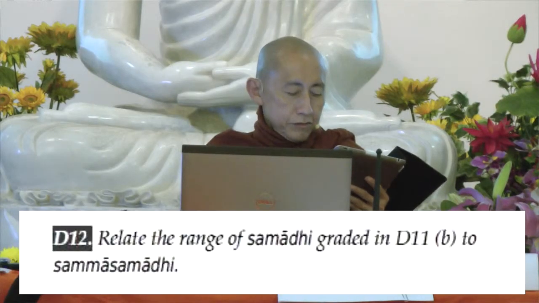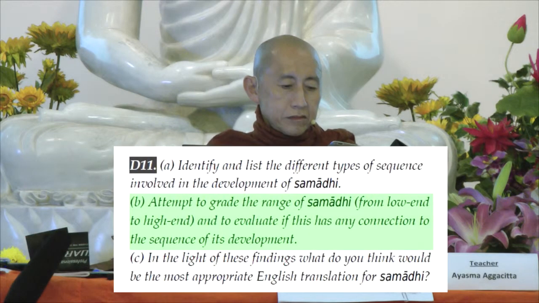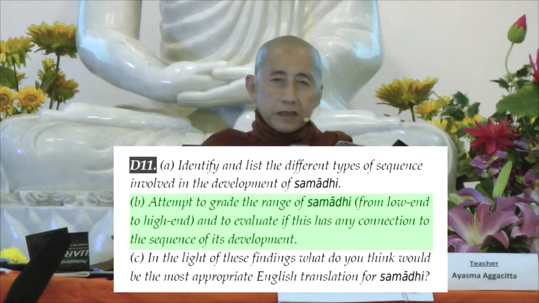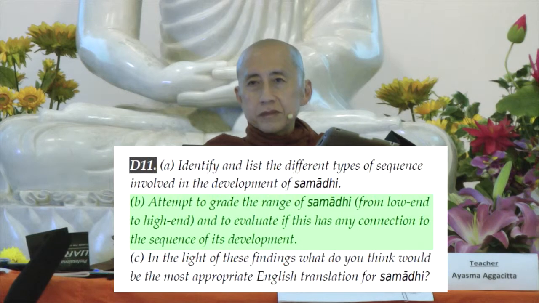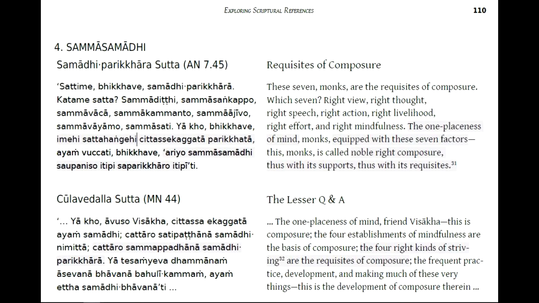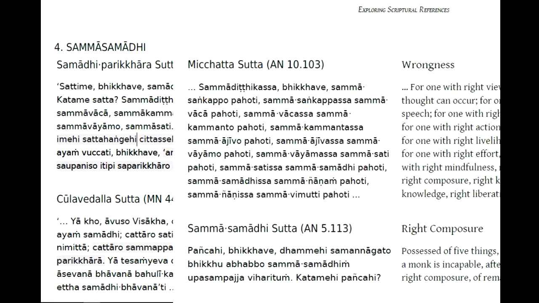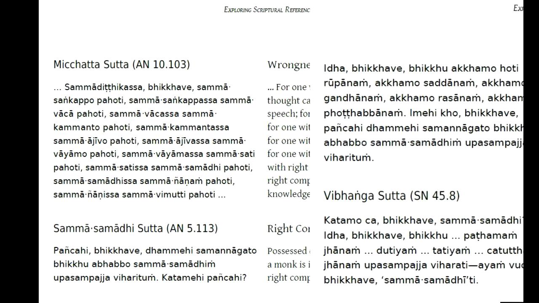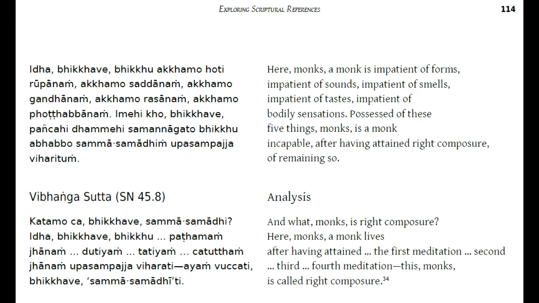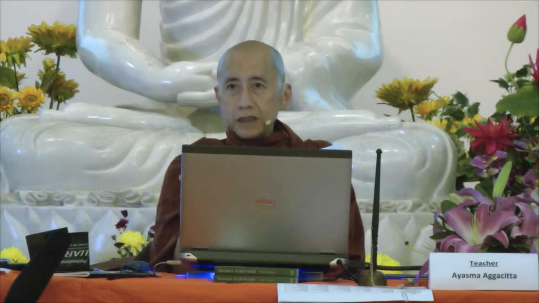Now D12, relate the range of samadhi graded in D11B to Sama Samadhi. In other words, can any of those samadhi that is graded in 11B, can they be classified as Sama Samadhi? In order to know whether they can be classified as Sama Samadhi, you must read through that short section on Sama Samadhi. That's on page 110 to 114. So there are only 4 pages for you to read. Only 5 suttas only. These 5 suttas are all about Sama Samadhi. And see how they describe or define Sama Samadhi, and then try to relate with your findings.